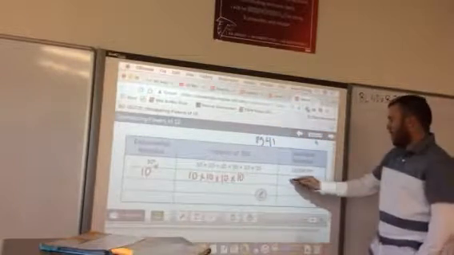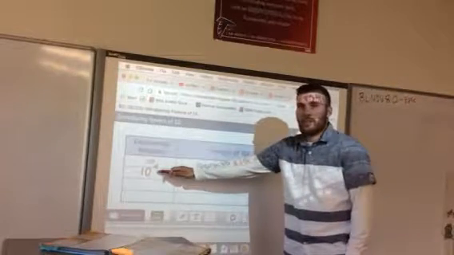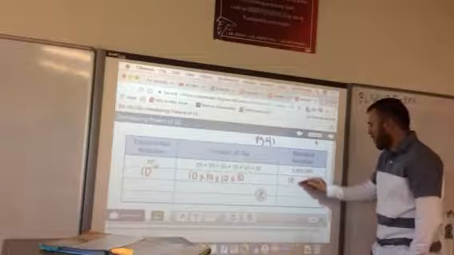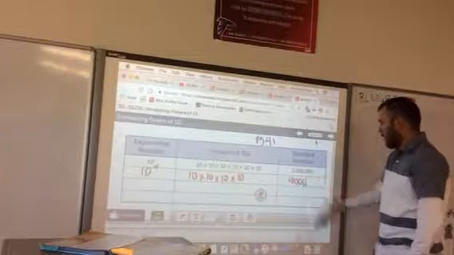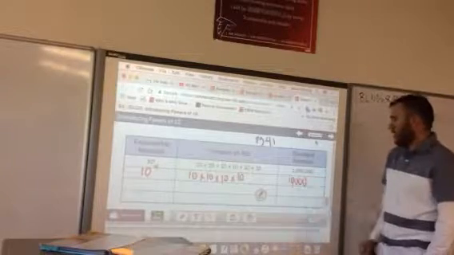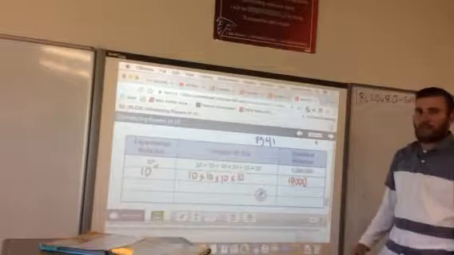Now I'm going to add my 1. How many zeros am I going to add? This exponent tells me I'm going to add 4 zeros. 1, 2, 3, 4. I'm going to go over 3 zeros, add my comma. 1, 2, 3. So 10 to the power of 4 in standard notation is 10,000.